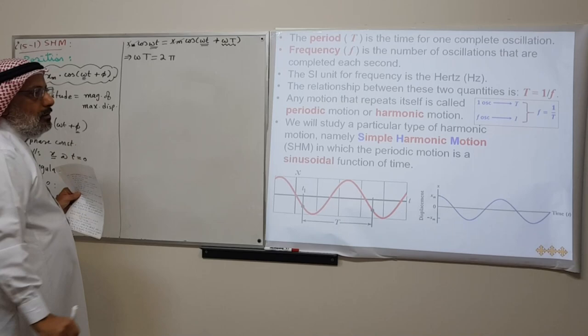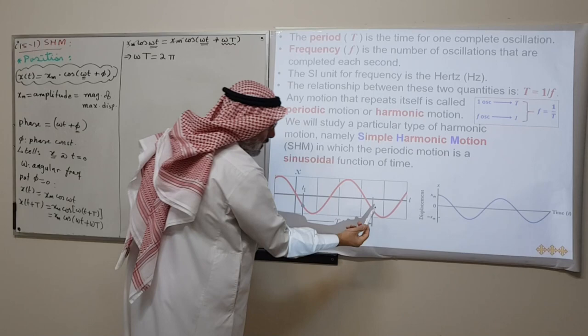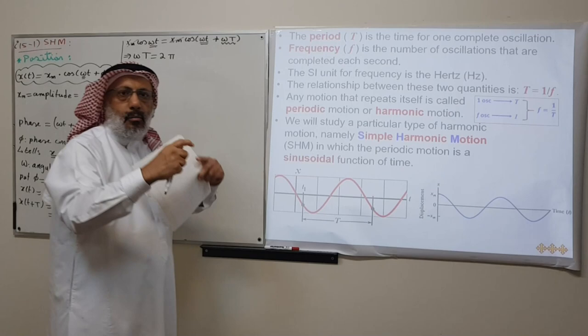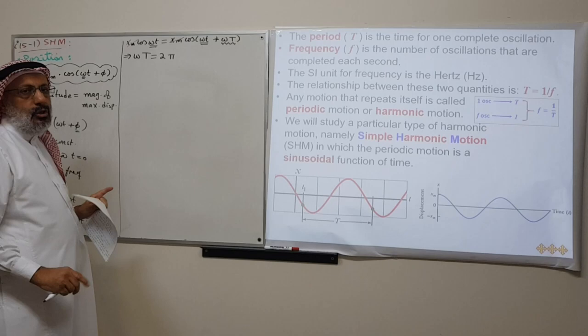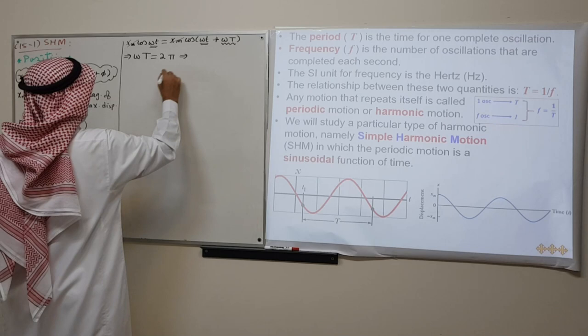Now someone may say, why not 4 pi or 6 pi? That would be the next one. This is 2 pi. The next one would be 4 pi, the one after 6 pi, and so on. But the first one immediately after it will be just the first possible value, which is 2 pi. From which you can see the relationship between the angular frequency and the period. Omega is equal to 2 pi over the period.